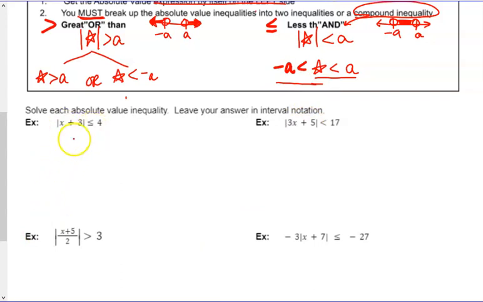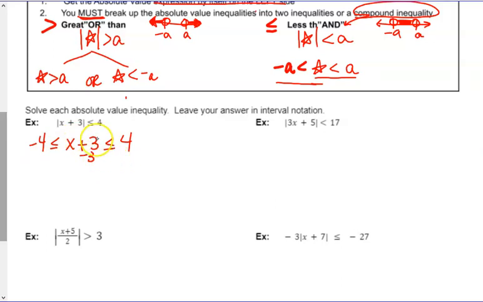So I'm going to rewrite this as is without the absolute value. And then I'm going to surround it by its opposite for the and situation, where it has to be less than 4 and it has to be greater than negative 4. That's how we would write it in that situation. So notice I have three different sections. I want to get x by itself, and I have this plus 3 hanging out.